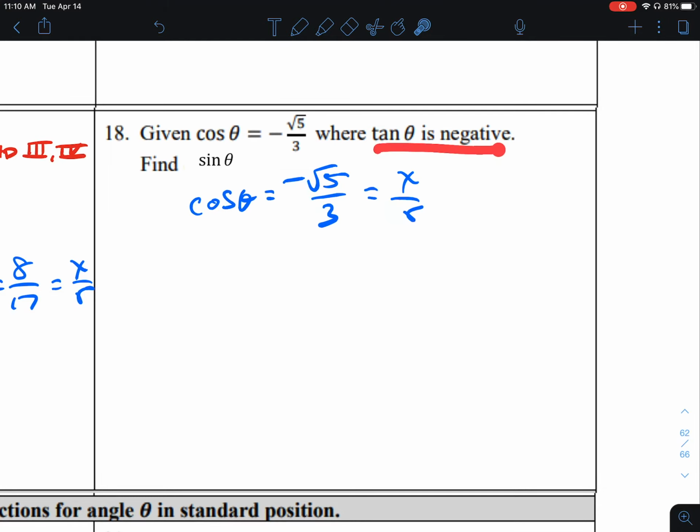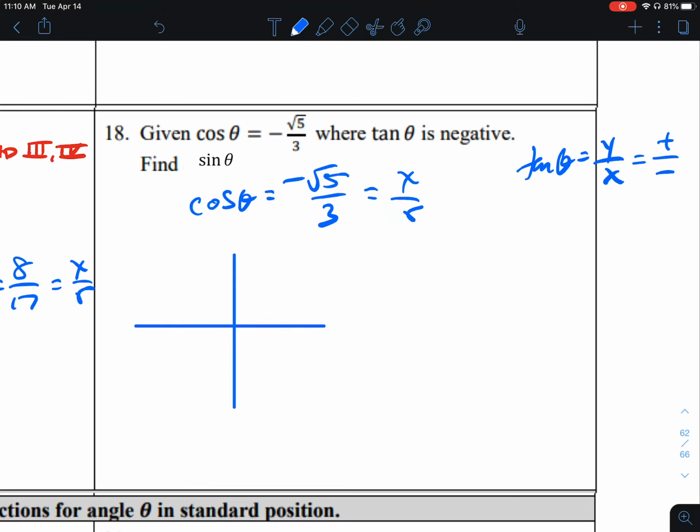This says tangent is negative. Well, tangent of theta is y over x. And since we know x has to be negative, and we divide this and we have to get a negative answer, we know the top has to be positive. If they were both negative, you would divide it and get a positive answer. But since tangent's negative, that tells us we have to be in a place where y is positive and x is negative. That's in quadrant 2.